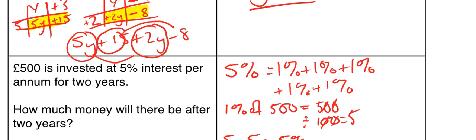So 5% equals 25. So each year they're going to earn 25. So that happens twice because it's for 2 years. So 25 times 2 equals 50. And how much money will there be after 2 years? So it's how much did they start with, add on what they're going to earn. So 500 plus 50 equals 550. Okay, and that's the end of that one.